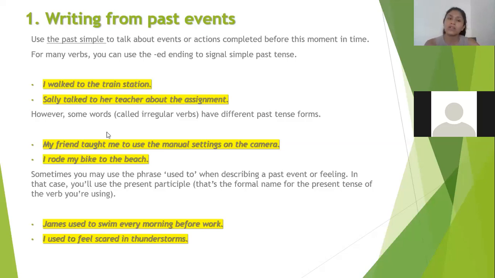However, some words that are called irregular verbs have different past tense forms. For example, instead of saying teached, it is taught. The simple present is teach, and instead of saying teach-ed, I'm gonna say taught. So my friend taught me to use the manual settings on the camera. I rode my bike to the beach.